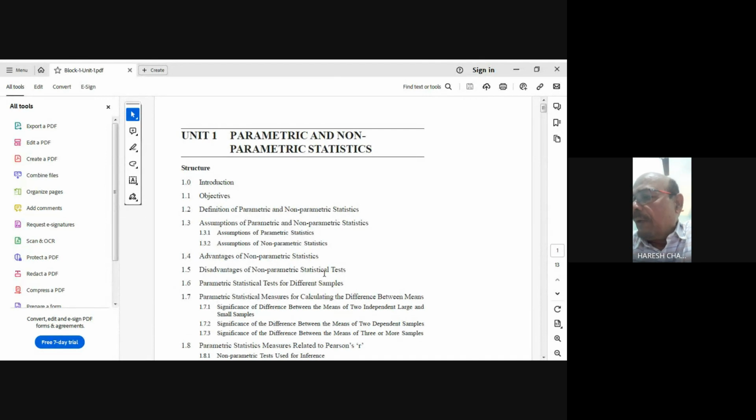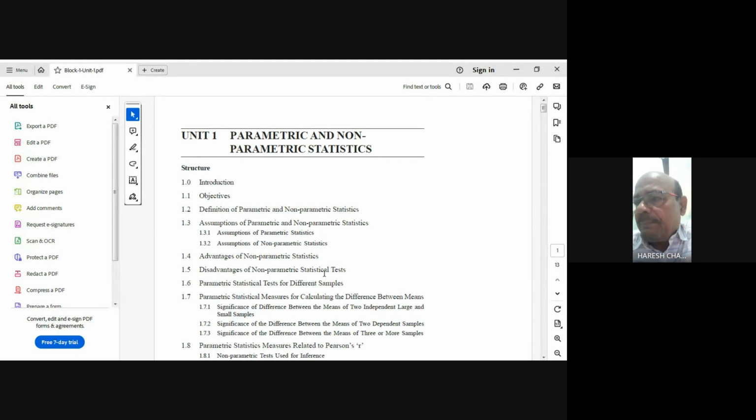Now, whenever we are interested in any kind of research, particularly quantitative research, we are supposed to use statistics for our data analysis and interpretation of findings. And when we think of using statistics in research, we have two options. One is parametric statistics, and the other one is non-parametric statistics.